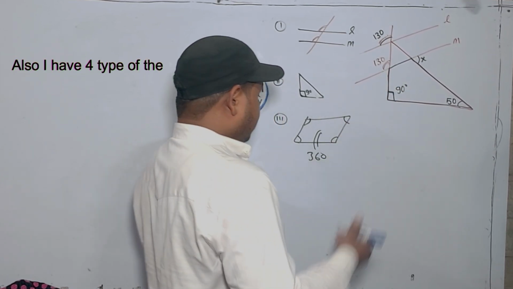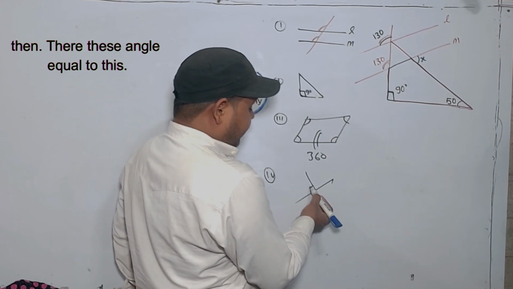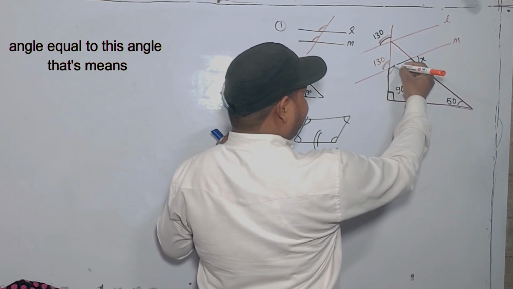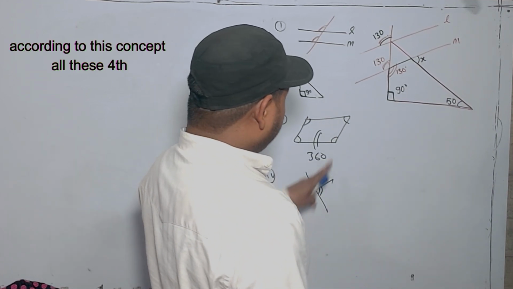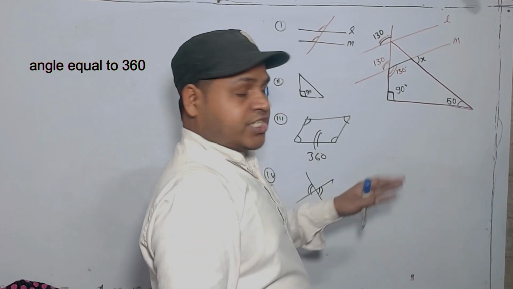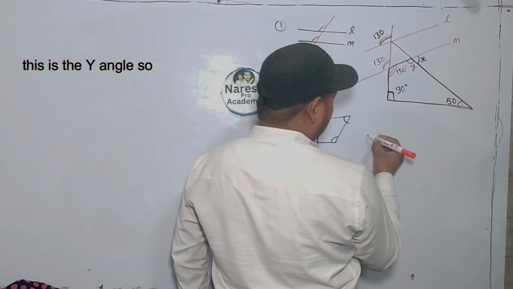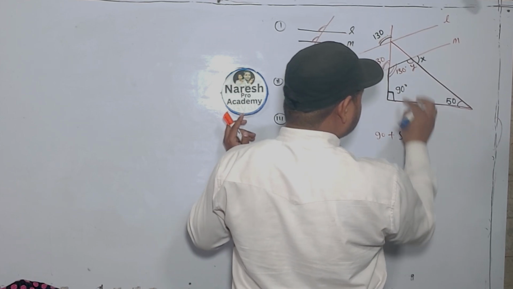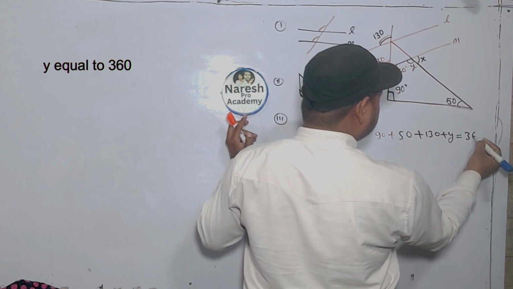Now also the fourth property: if two lines cross each other, then these opposite angles are equal. So according to this property, this angle is equal to this angle, that means 130 degrees. Now according to the quadrilateral concept, all four angles equal 360 degrees. We assume this is angle y. So 90 degrees plus 50 degrees plus 130 degrees plus y equals 360 degrees.